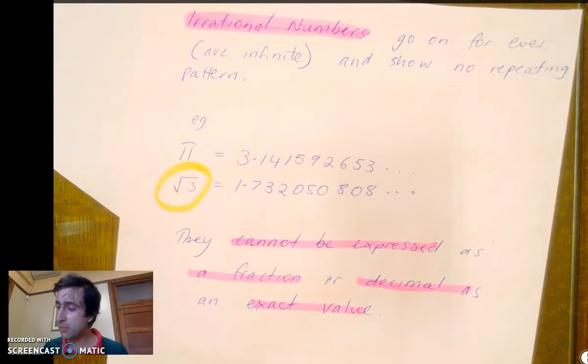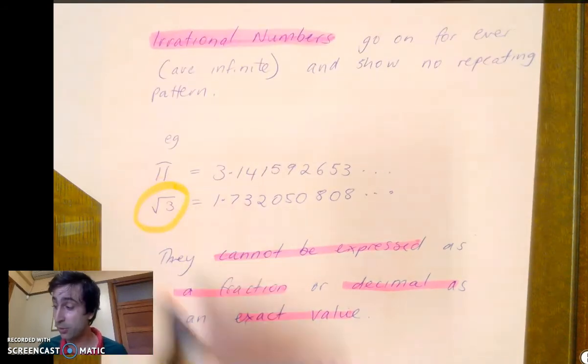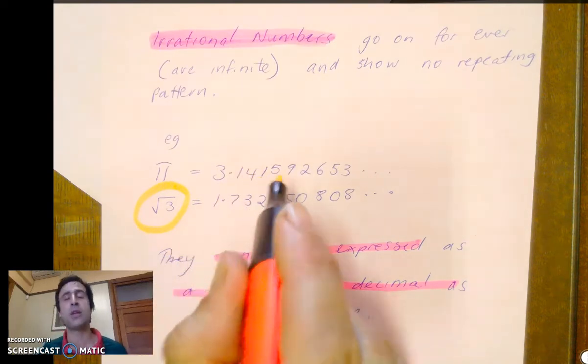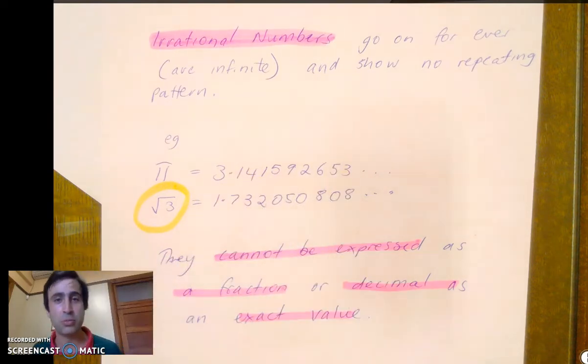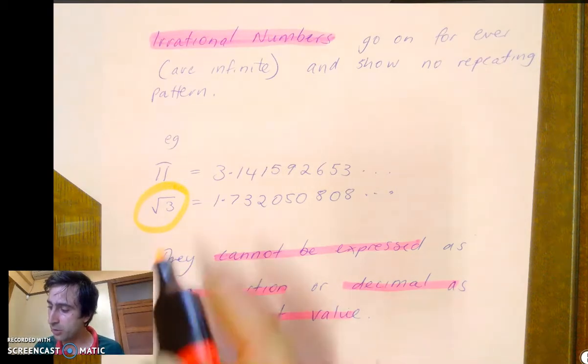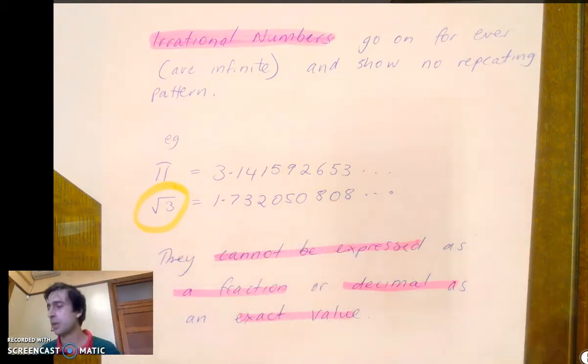So what are some examples of irrational numbers? Pi is an irrational number, 3.14159265... and if you could go on until you turn 80 years old, non-stop saying pi, you can keep on going and it will never repeat. That's just what it is. Square root 3, which is a surd, is 1.732050808, and so on, and it will go on forever and ever.